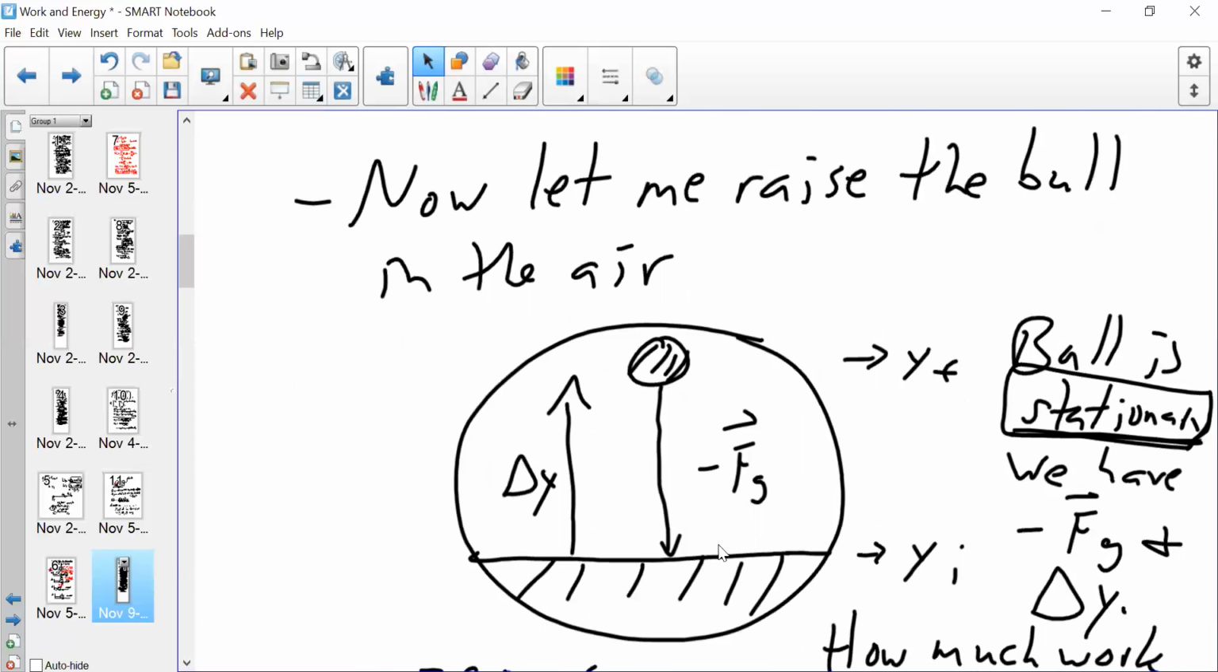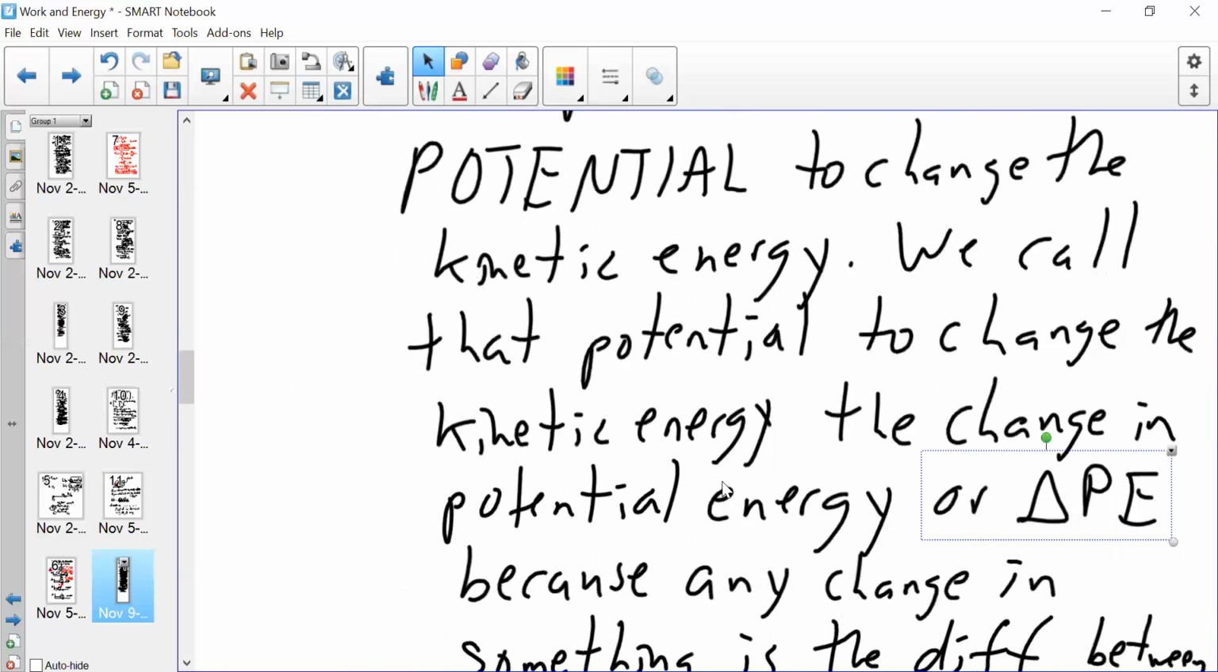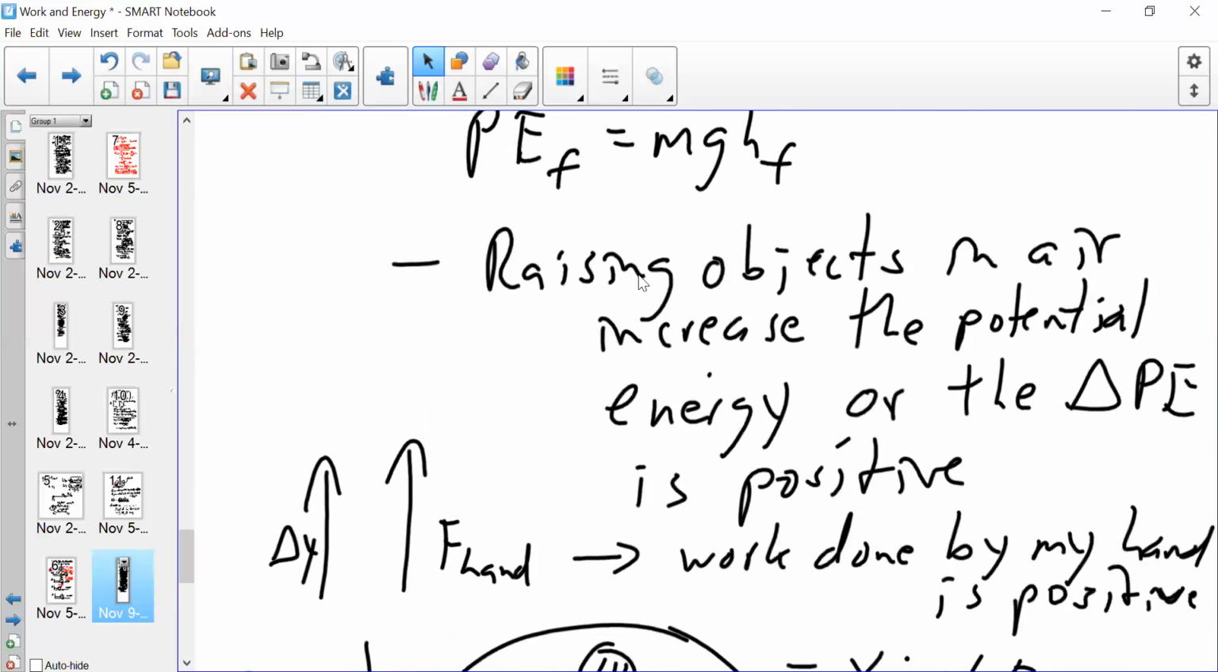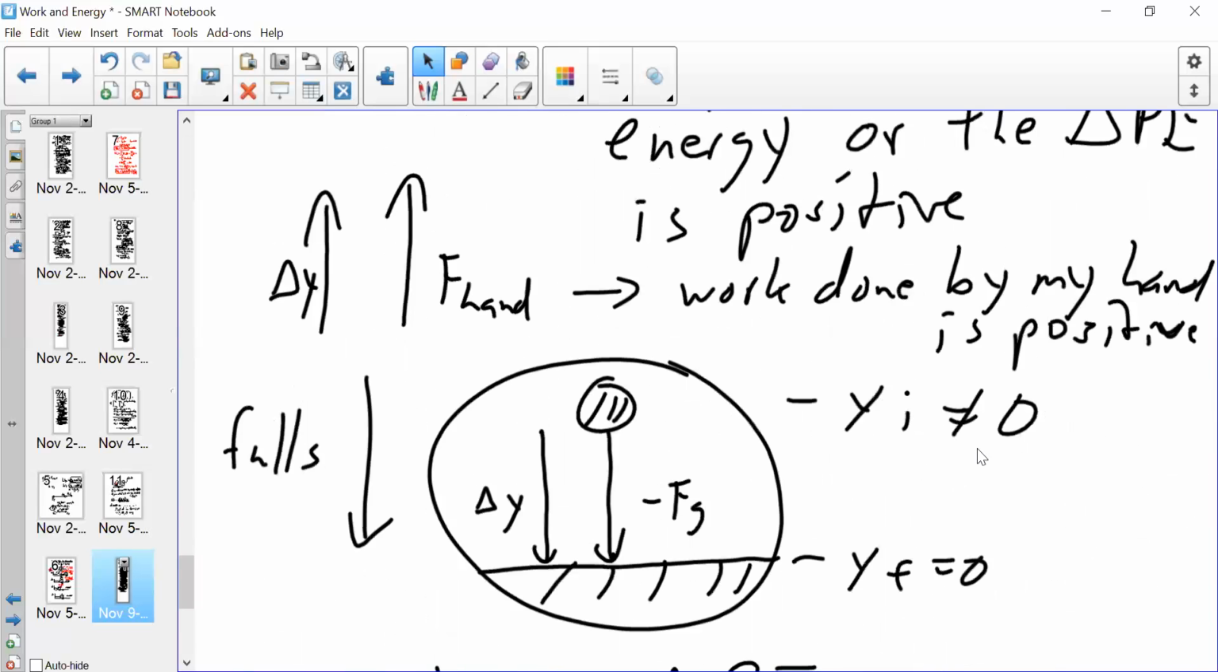We then go to this new system. I raise the ball into the air. I increase the potential energy when I raise objects up. So that was a stipulation: raising objects in the air increases the potential energy, or the change in the potential energy is positive when objects go up relative to gravity. Because if we're just talking about gravity in question here, which is the case when we have an object in the air, the main force in question is the force of gravity, whether we raise the object up or not.